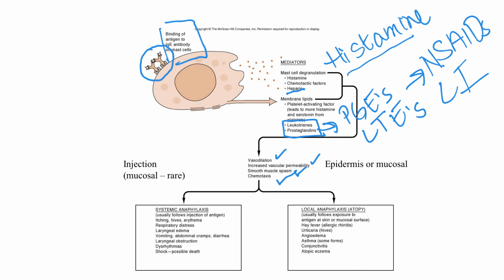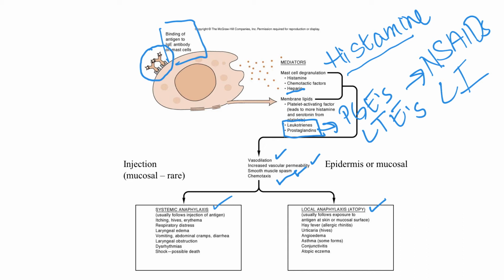So there's two types of anaphylaxis. There is local, that's also referred to as atopy or atopic. So if you've heard of atopic eczema, that's referring to local eczema. So it's relegated to the region generally of exposure to this allergen, which is different than systemic anaphylaxis, which is going to involve the entire body.